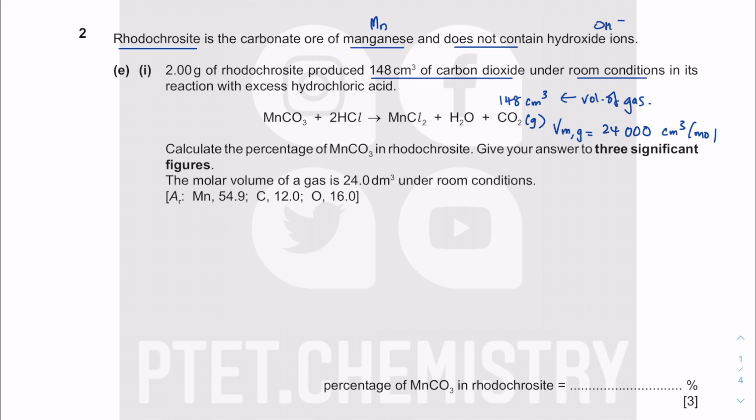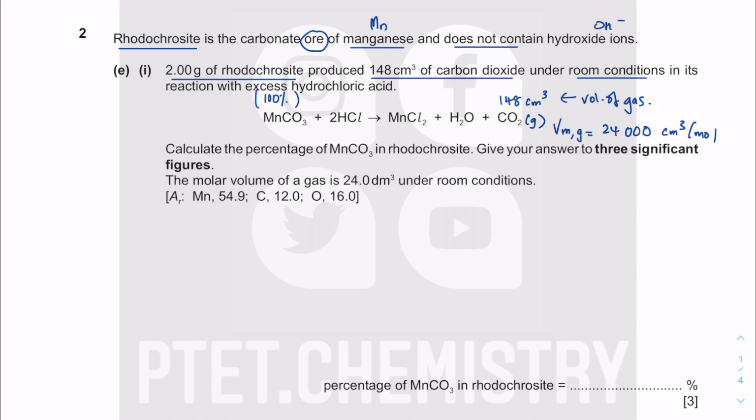I have the mass of the rhodochrosite, and that rhodochrosite is a carbonate ore of manganese, which is that. And I have excess HCl, so I'm not going to use that for any of my calculation. What is the percentage of MnCO3 in the rhodochrosite? It's an ore, so it's not 100% MnCO3. This is 100% MnCO3 based on this equation.